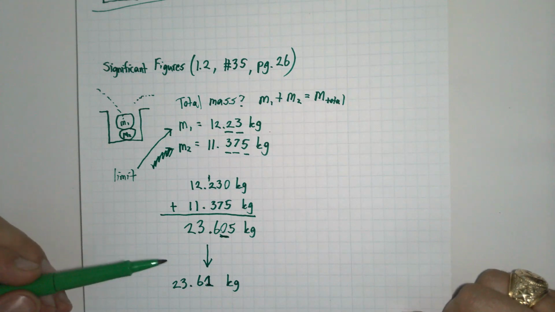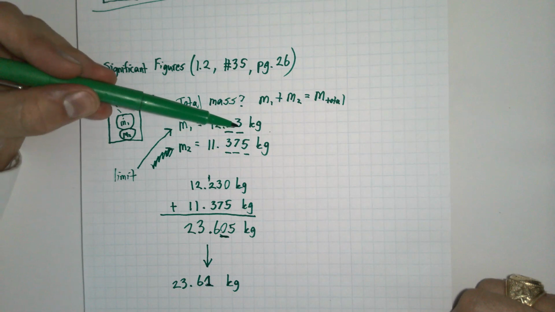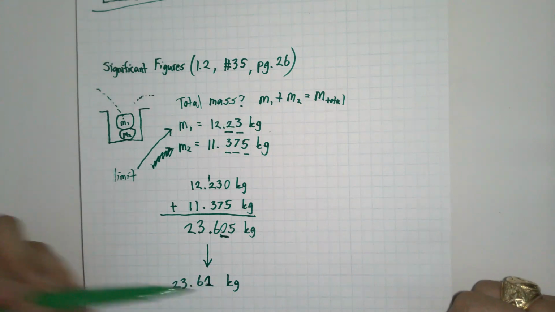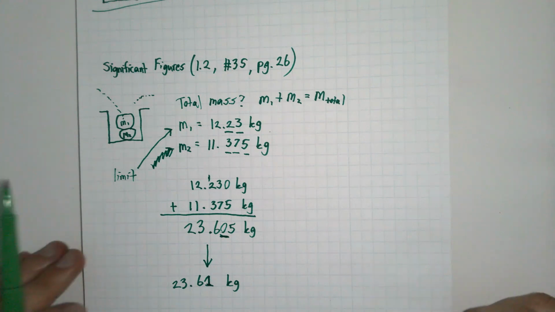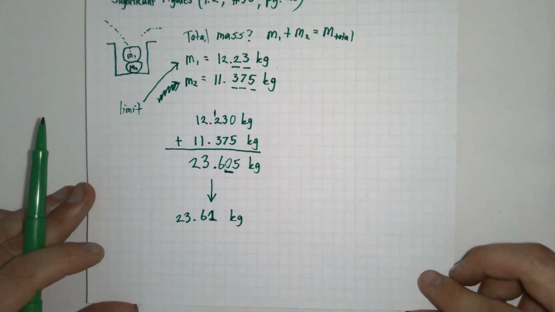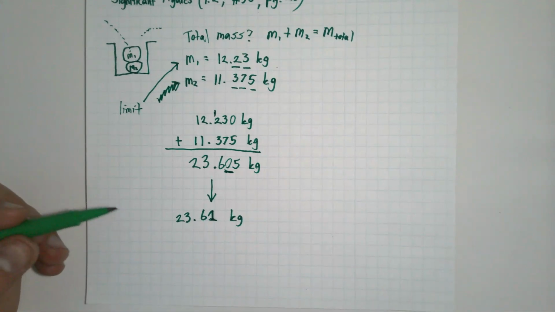Because of the precision limitation associated with this measurement here, only to the hundredths place, our answer can only be to the hundredths place. Now say if we wanted to convert this 23.61 kilograms into grams, how would we do that?